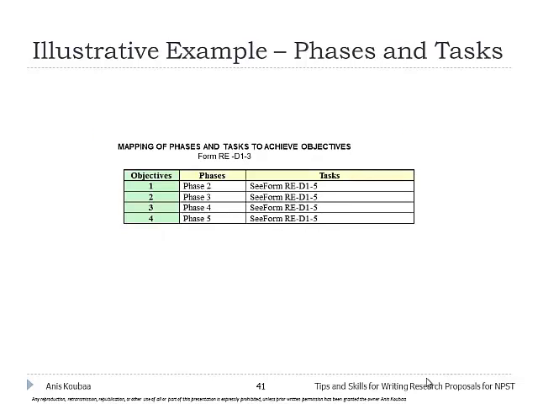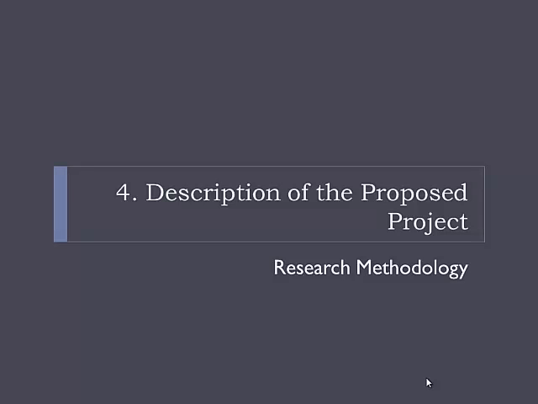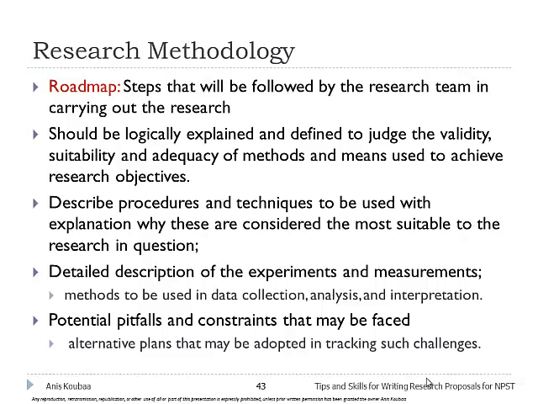This is another form that makes a mapping between the tasks and the phases. Okay. And the most important part in the description of the project is the research methodology. Here you are going to give a detailed roadmap, which describes the steps to be followed by the research team in carrying out the research. Here there is also the assignment of tasks to the different team members, and that's why I said it's very important that you carefully select your team members for the effective execution of the project.